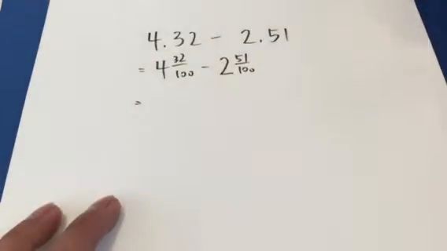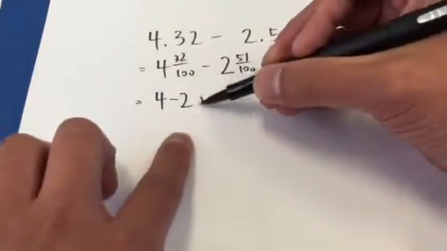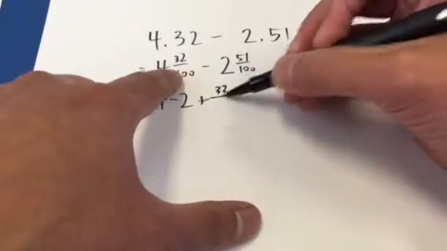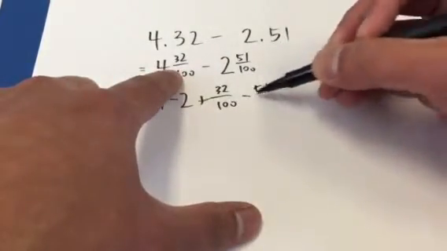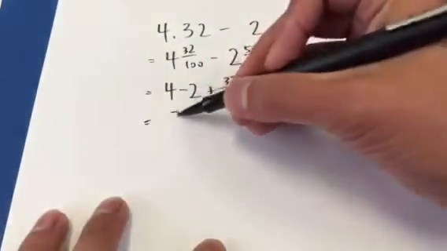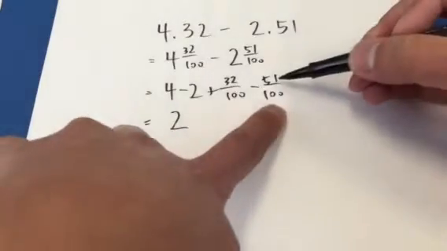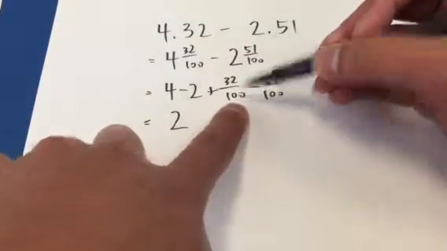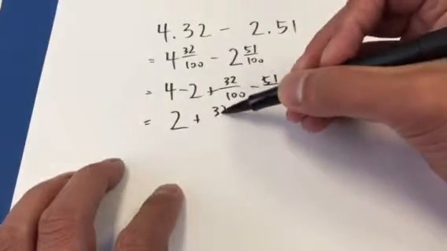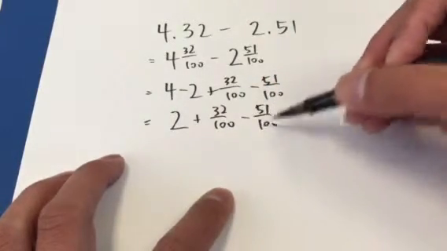I'm going to group together my like terms here. So I have 4 minus 2 plus 32/100 minus 51/100. Okay, so I'm going to subtract my whole numbers first. So I have 4 minus 2 is 2. But I can't take 51/100 from 32/100 without regrouping. So I have 32/100 minus 51/100.